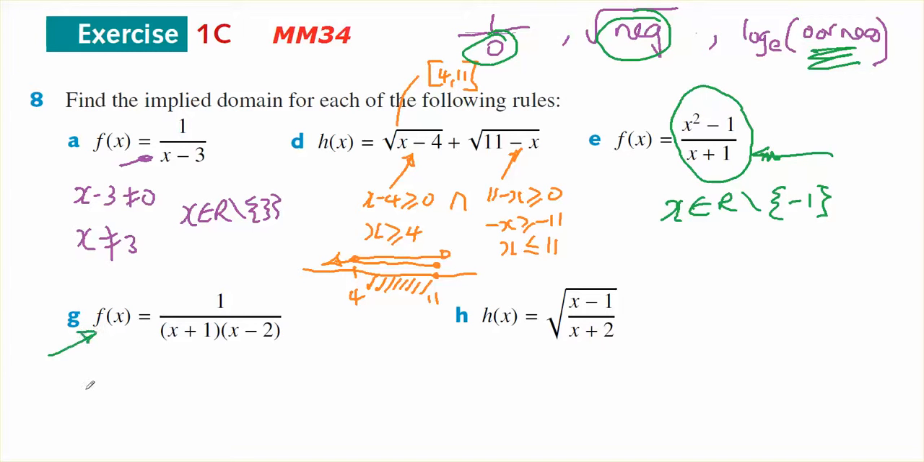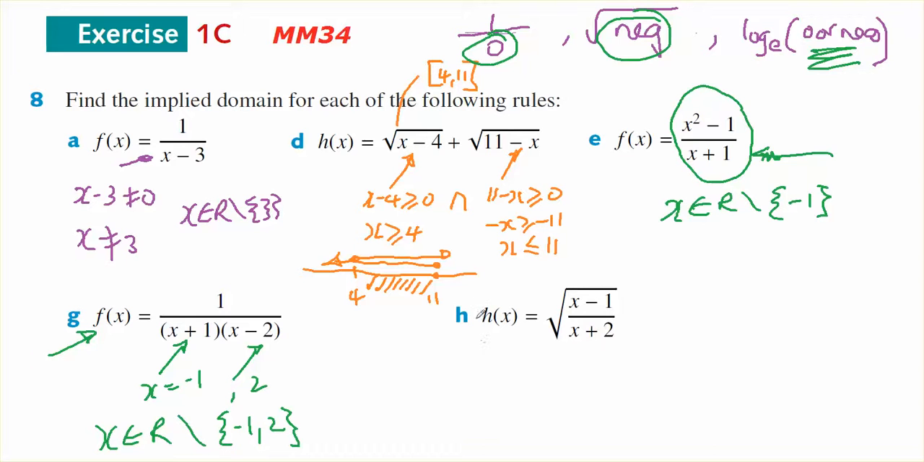In G, I don't care about the numerator, there isn't even an x there, but there's two occasions where I have problems. When x equals negative 1, and also when x equals 2, my denominator is 0. Therefore, x can be all real numbers except for negative 1 or 2.